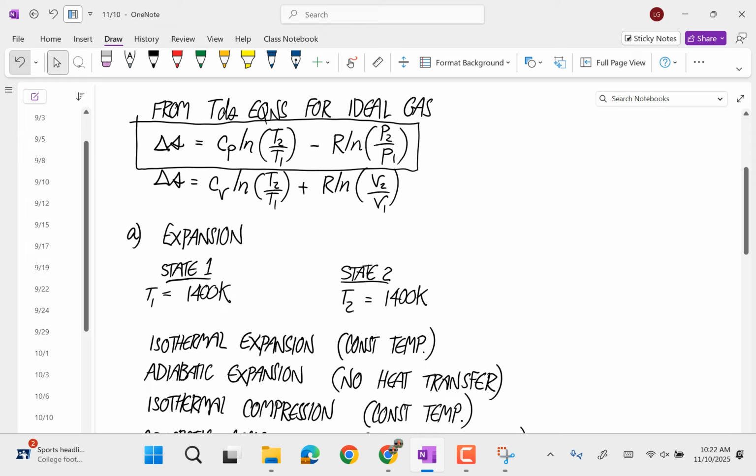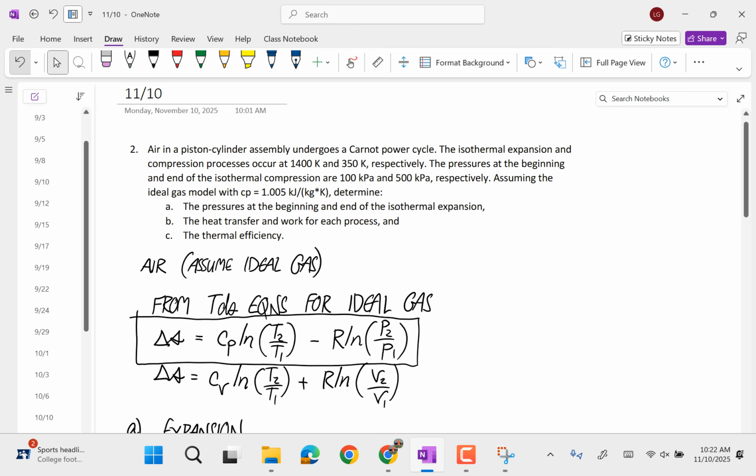So now the question is, how do we get one of those pressures? We have the temperature after the expansion finishes, right? Yes, we do.